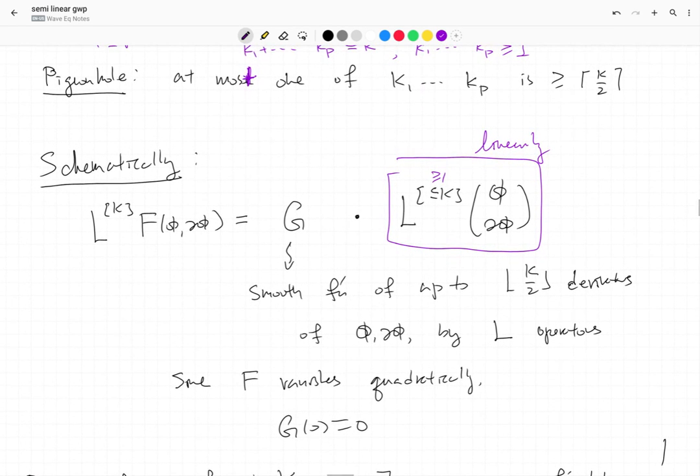So now we have a very nice schematic decomposition. Remember that f is some arbitrary smooth function of phi and dphi. This is a very nice schematic decomposition of what the higher derivative of f looks like relative to the L differential operators.